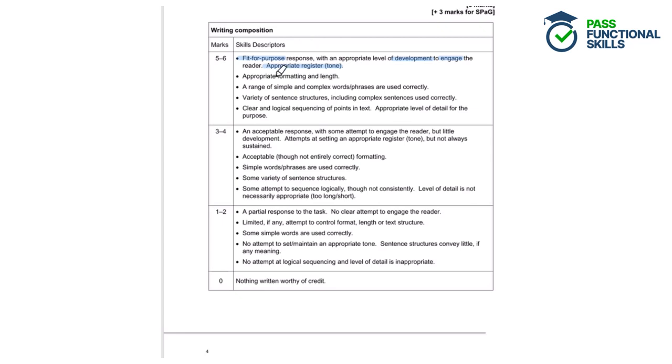You want to use appropriate formatting and make sure that your answer's the right length. So you'll often be given a word count and you need to try and stay within that. And you also need to include appropriate formatting features based on the text type. So for example, if you're writing an article, you'll need to include a heading, perhaps use subheadings and include paragraphs. You need to use a range of simple and complex words and phrases correctly. So vary the sentence structures that you're using and use a range of words and phrases.